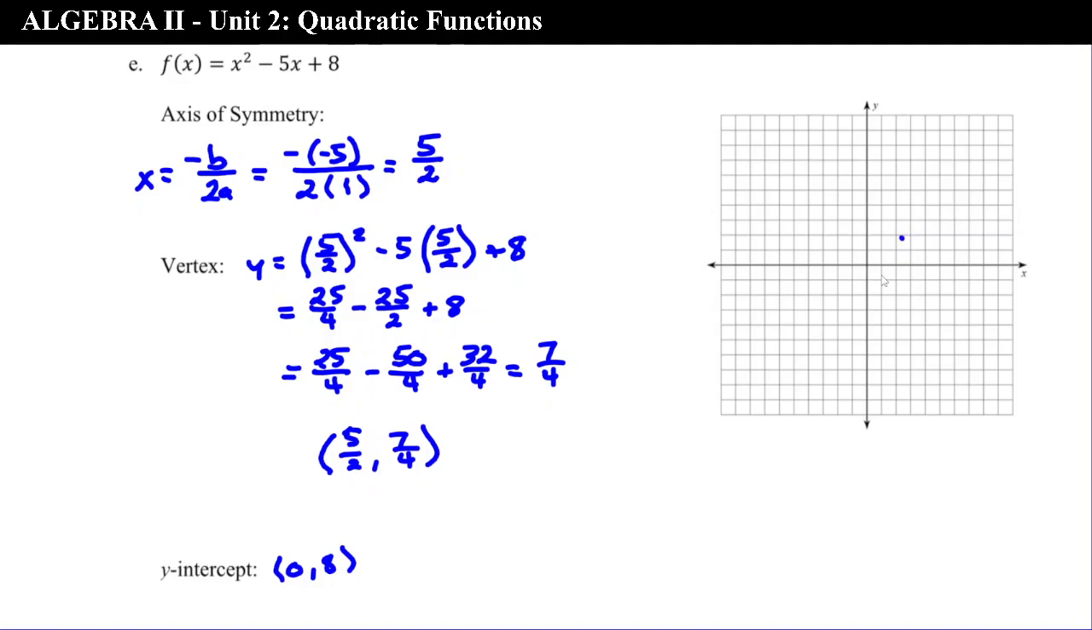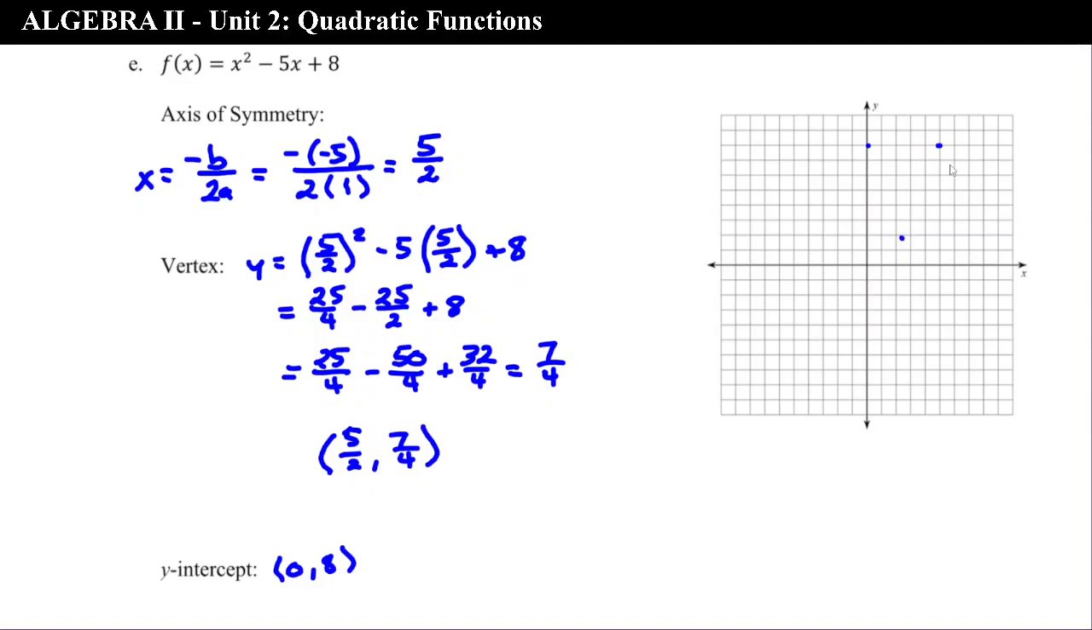Now let's graph our y-intercept. So we know we have 0, 8. So 1, 2, 3, 4, 5, 6, 7, 8. Okay? And then we're going to have the same on the other side. So we're 2.5 from this side, so we're going to go over 2.5 and go over to 8. So there's 3 points that we can use.